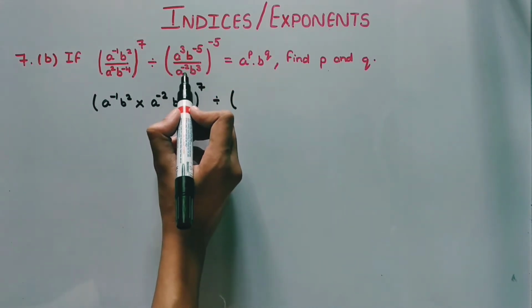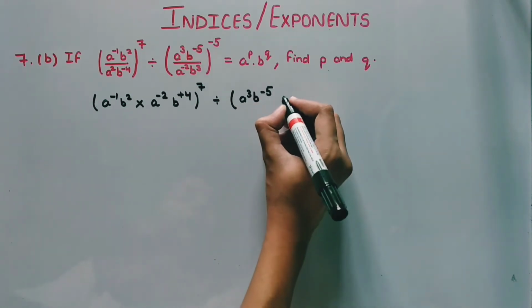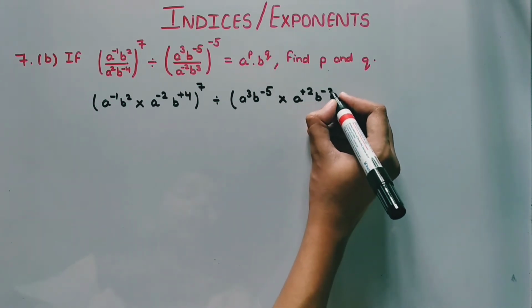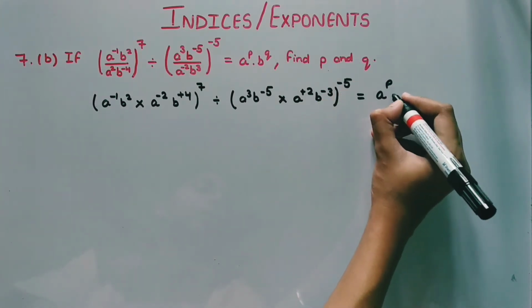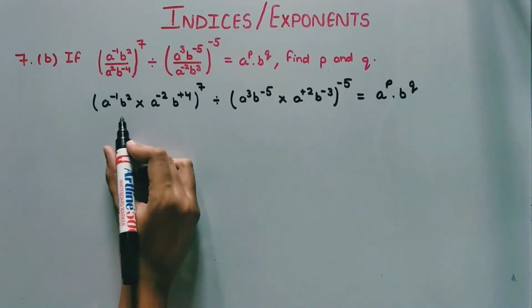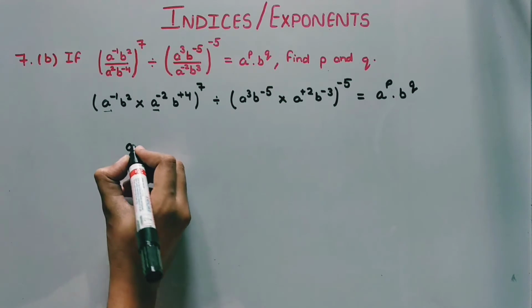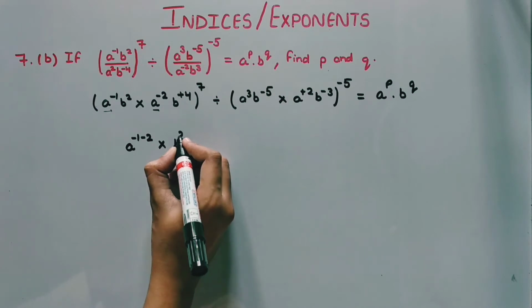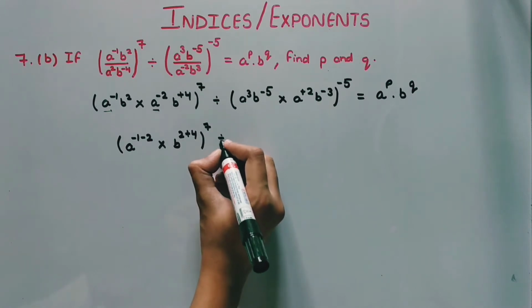Similarly, we will multiply both these terms. A raised to power 3, b raised to power minus 5 multiplied by a raised to power plus 2, b raised to power minus 3, whole power we have minus 5, that is equal to a raised to power p multiplied by b raised to power q. Now these terms are in multiply and coefficients are similar. That means powers will get added. Minus 1 minus 2, multiplied by b raised to power 2 plus 4. Whole power we have 7 divided by.